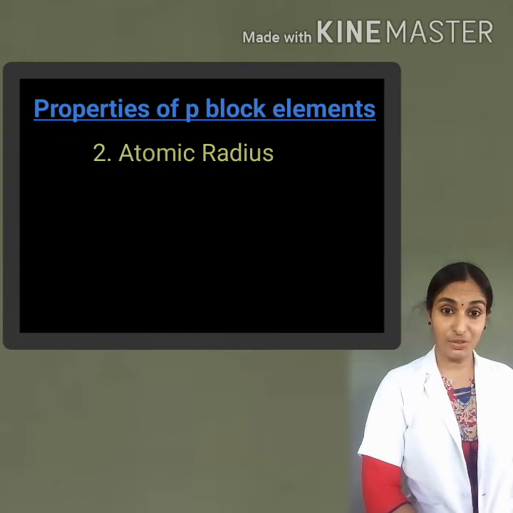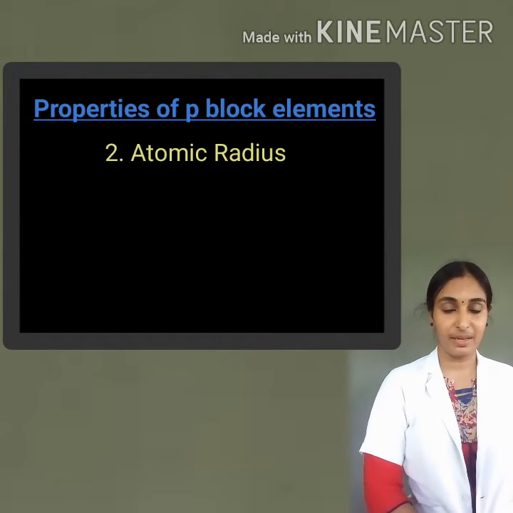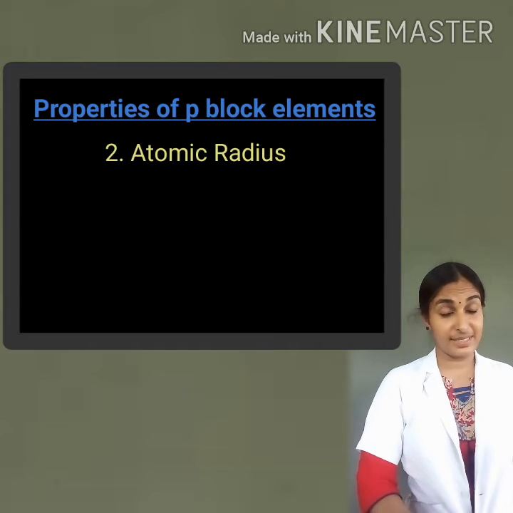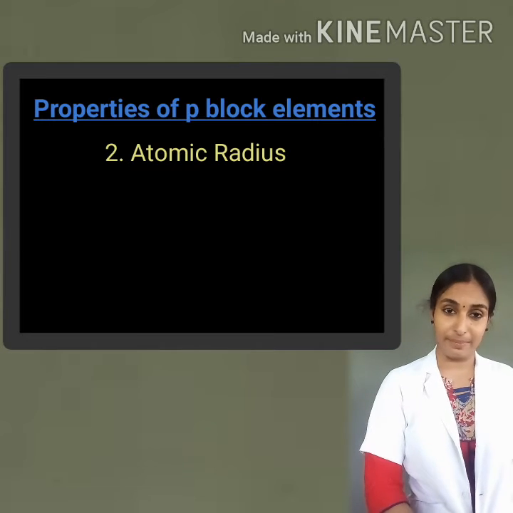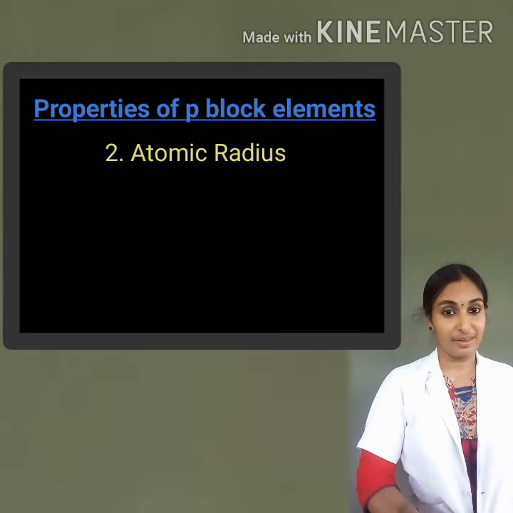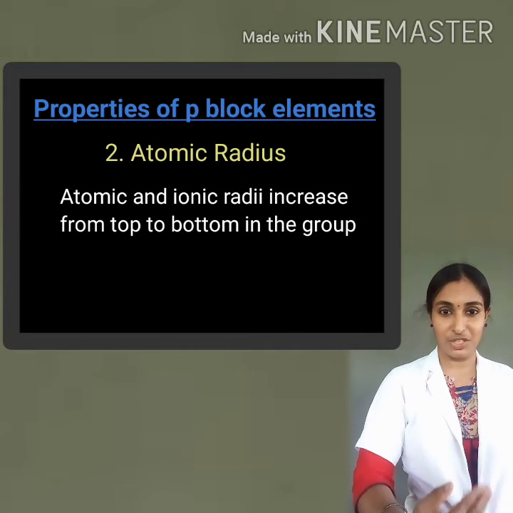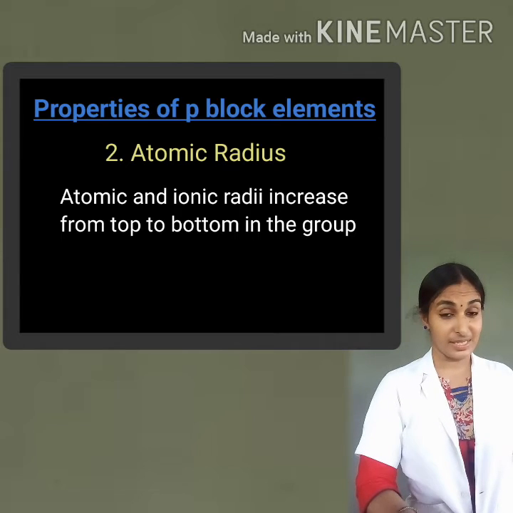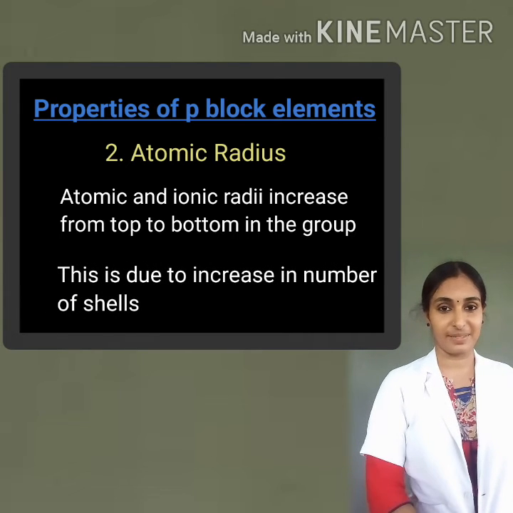Next, atomic radius. Atomic radii and ionic radii of P block elements increase from top to down because of the increase in the number of shells. So that is the trend in atomic size of the 16th group.